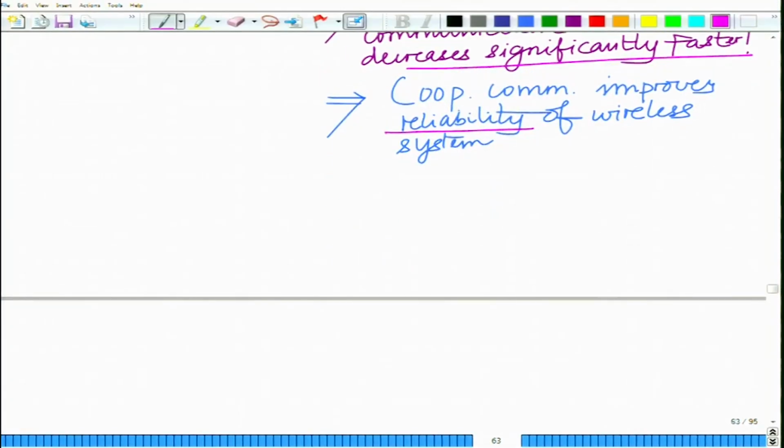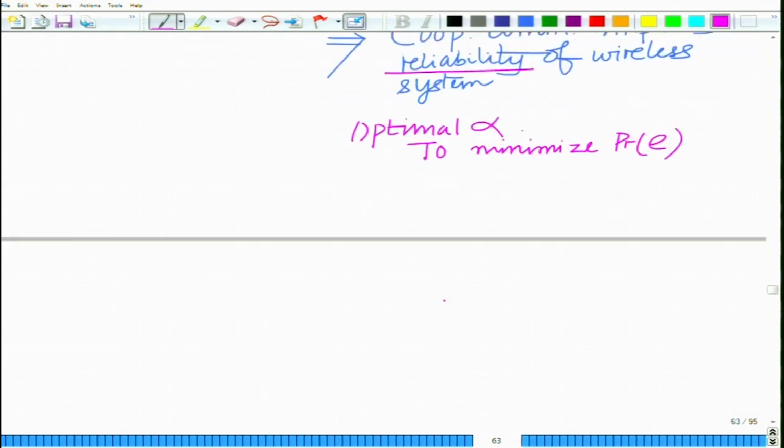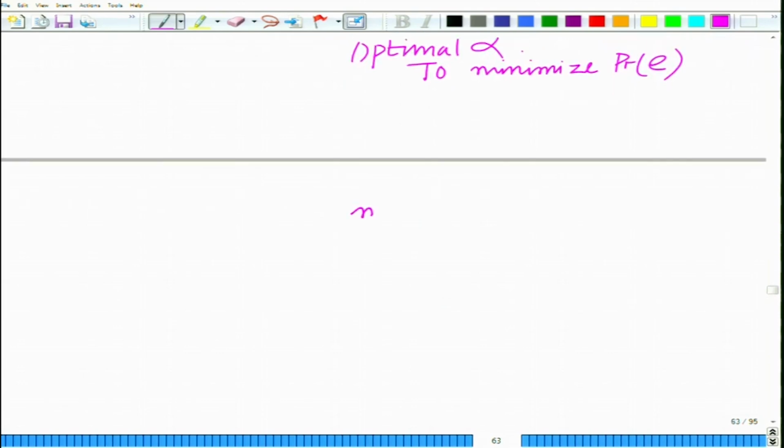And now therefore, what we want to do is find the optimal power factor alpha to minimize. Naturally, what we want to minimize is the bit error rate at the destination, or probability of error. So my optimization problem is now: minimize probability of error.